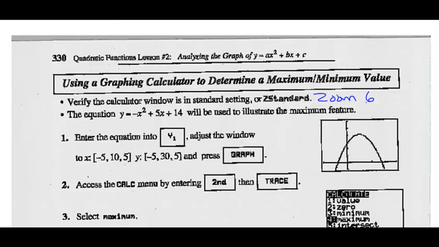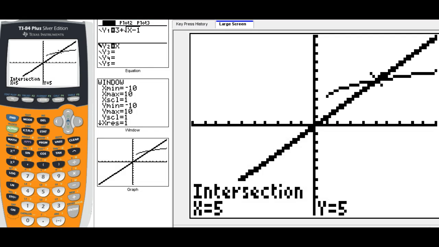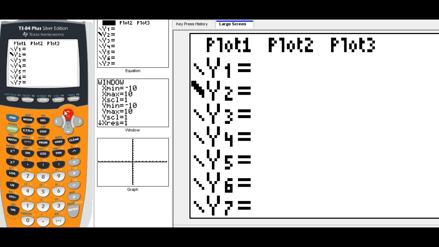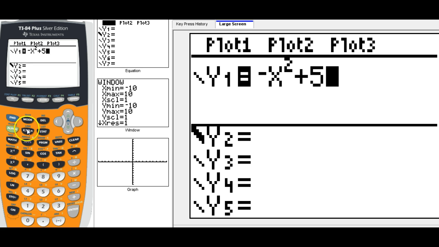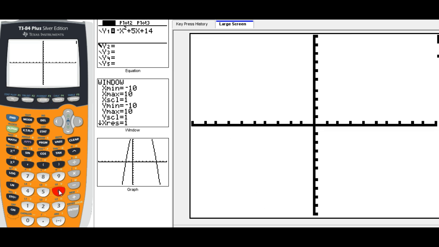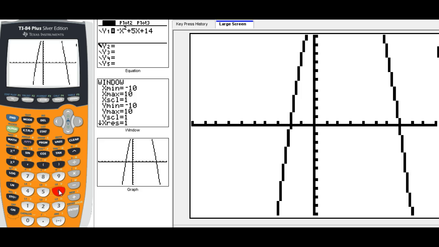All right, so let's do all the stuff that it's telling us to do. Let's do it on a graphing calculator. So let's clear everything in our calculator right now. So go to y equals and type in the equation y equals -x² plus 5x plus 14. And it wants us to go zoom 6, our standard viewing window, zoom 6. That's what the curve looks like right now.